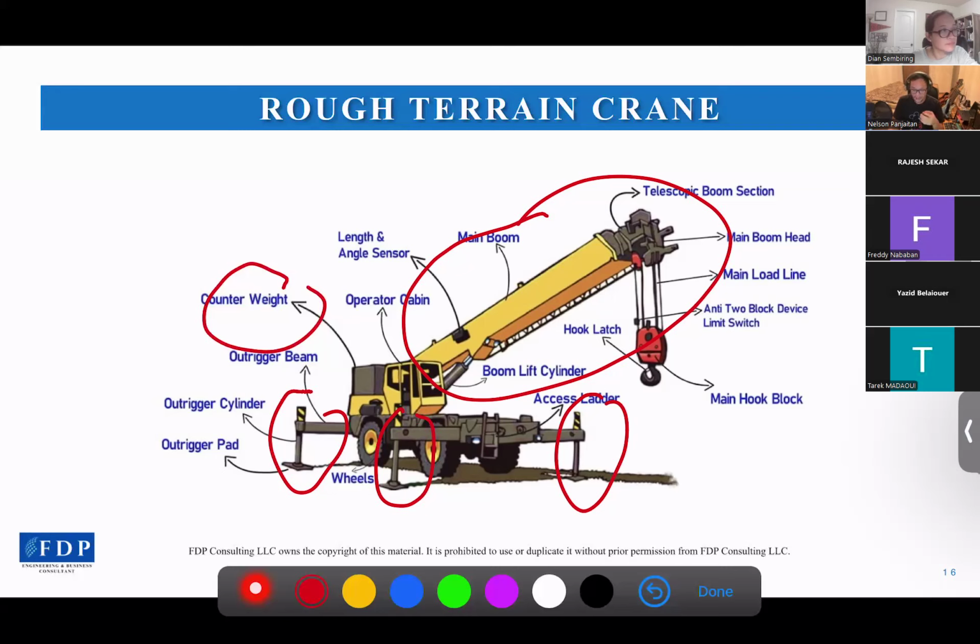And that's for the rough terrain crane. The difference from the all terrain crane is only in the driving mode configuration. Other components are basically the same.